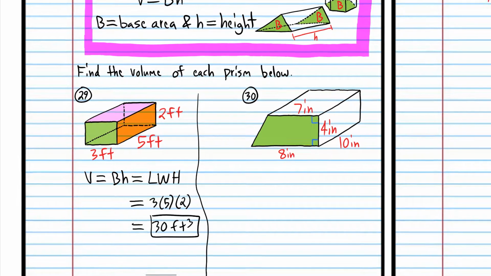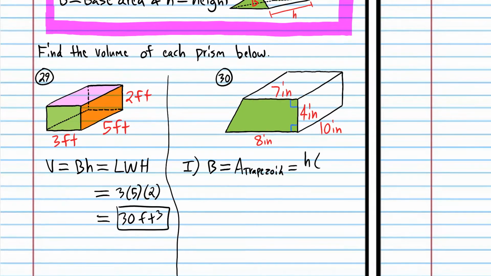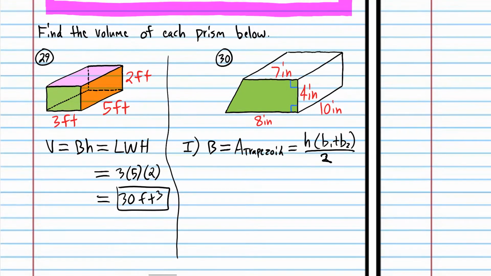So remember, the base area is going to be the area of a trapezoid. I'm going to go ahead and write that just so you know what I'm doing. And if you don't recall, that is height times the sum of the bases divided by 2. And so let's go ahead and plug those numbers in. And we get the height is obviously 4. One base is 7, the other base is 8, and then just divide by 2. And you can do that in many different ways. But it looks like it's going to be 30.